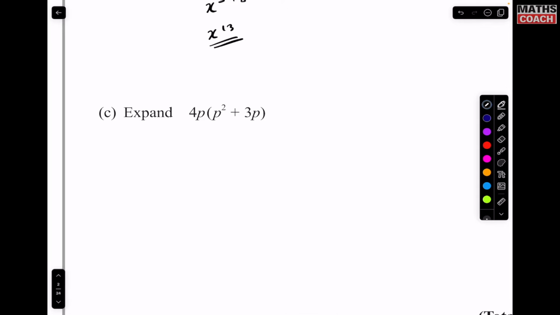Part C, expand 4p bracket p squared plus 3p. What do we do? We just expand by multiplying like that. So we had 4p cubed plus 4 times 3, that's 12, and then p squared.